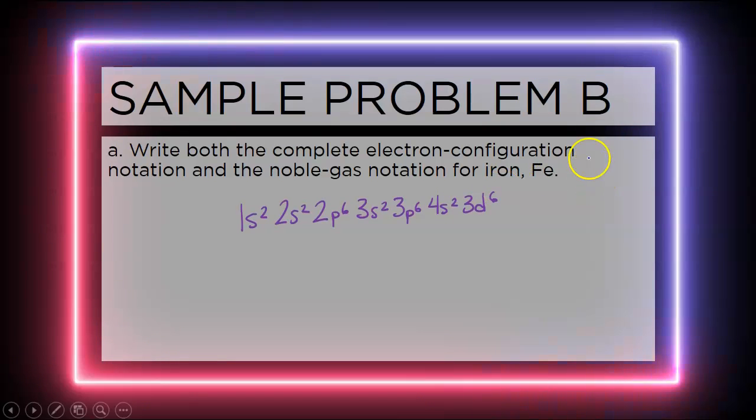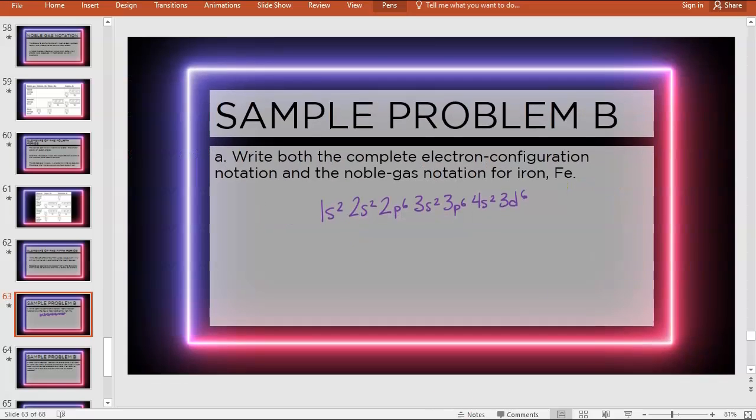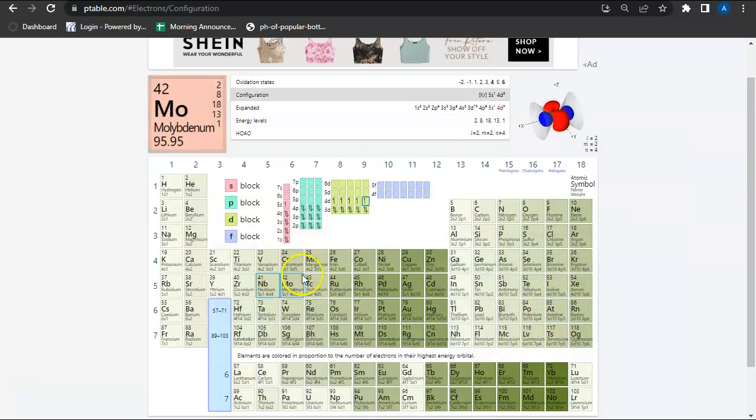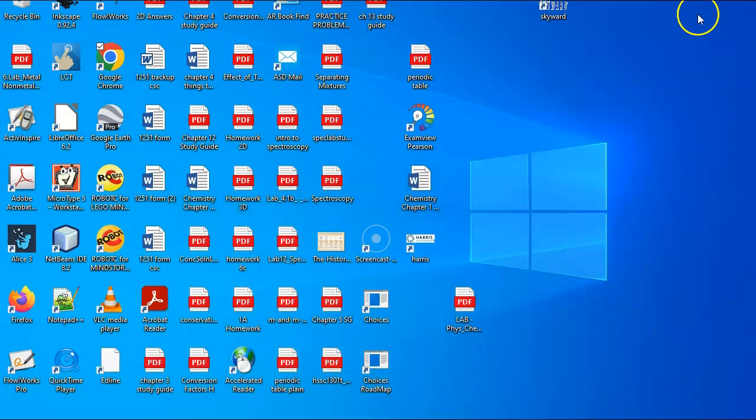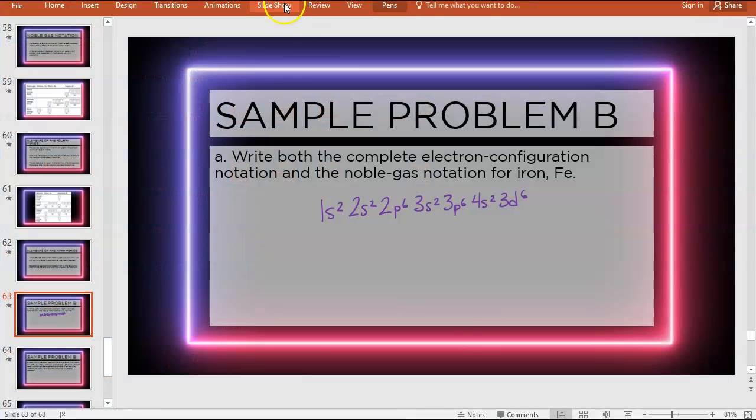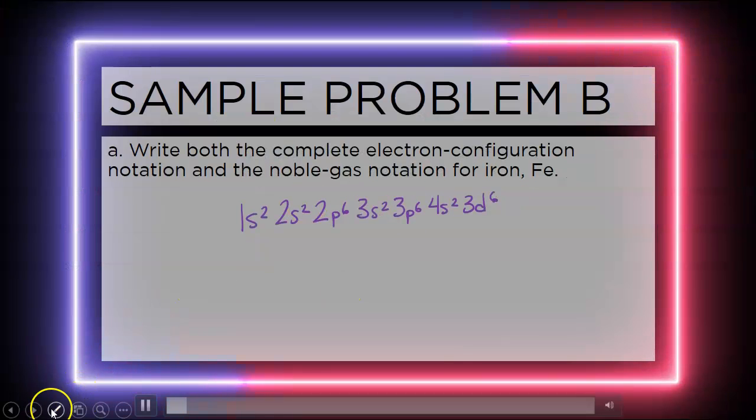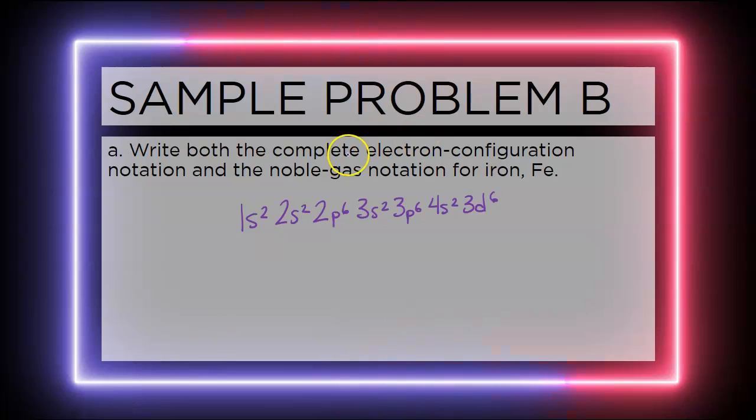So again, if we look at the noble gas that comes before iron, we can shorten that. The noble gas that comes before iron is argon. Argon goes all the way up to 3p6. So all of this is argon. So I can just write argon and then worry about the fourth row, 4s2, 3d6. And these are both ways to write the electron configuration for iron.